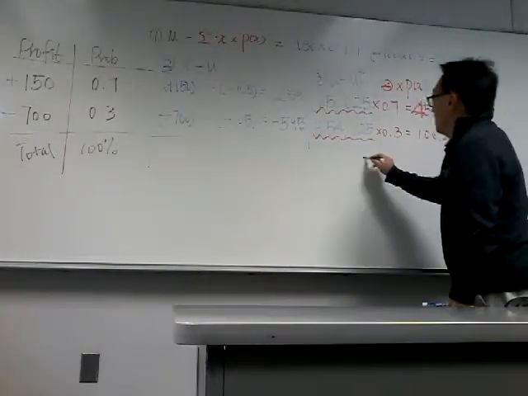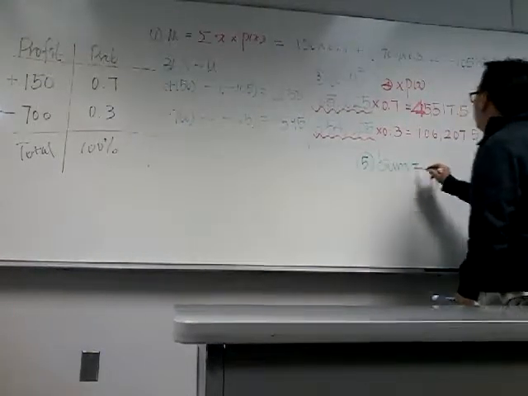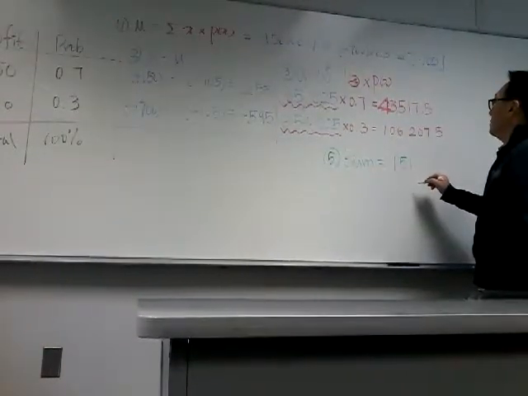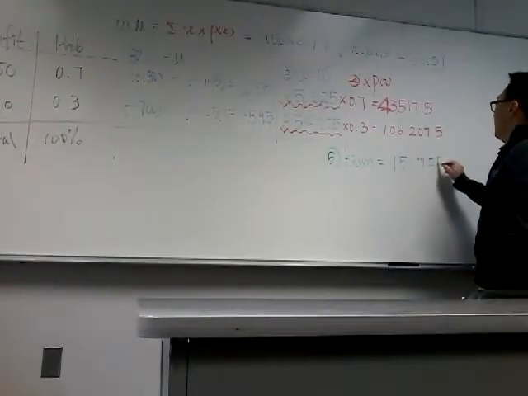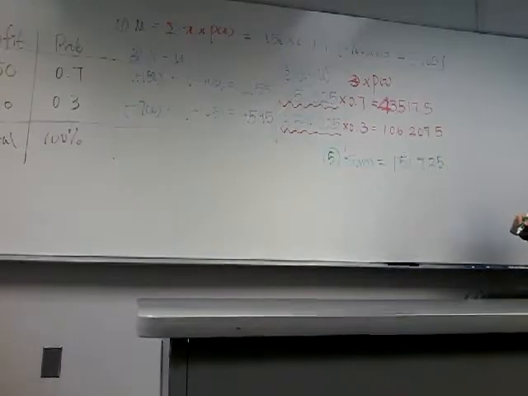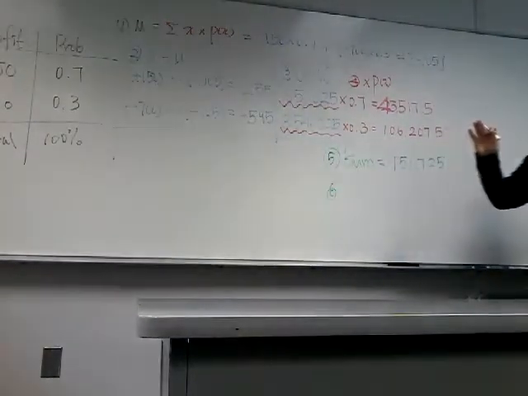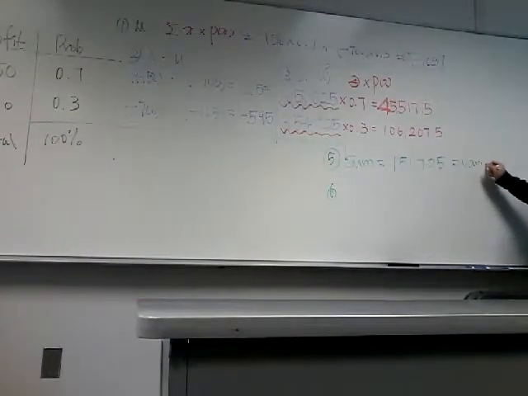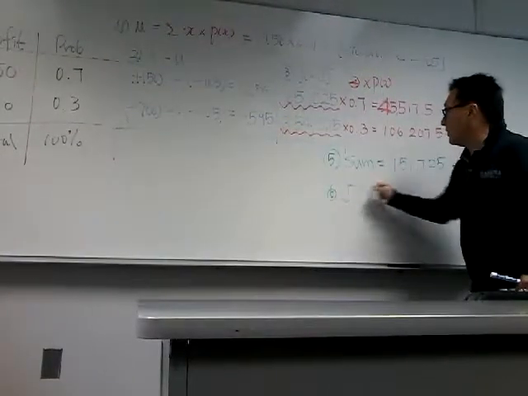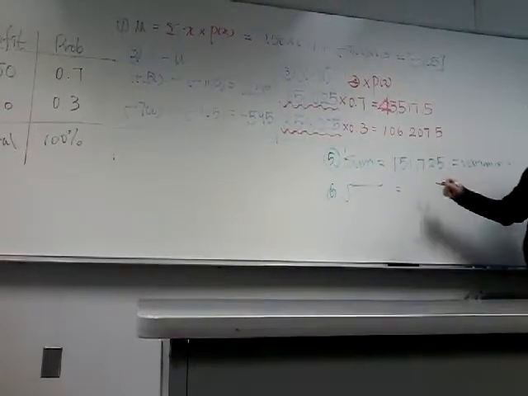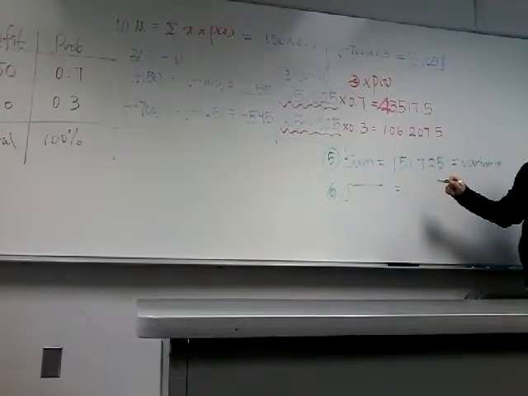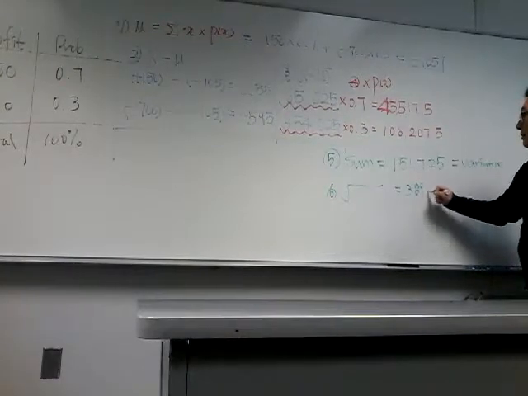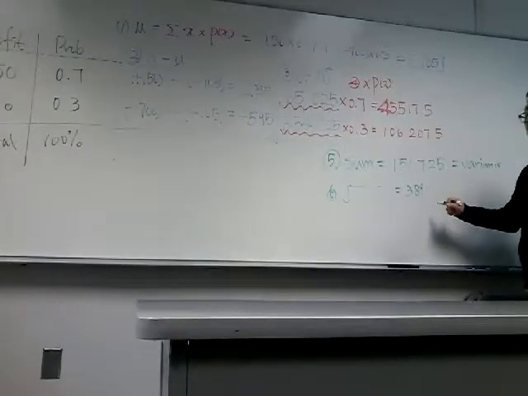Step 5. Take the sum. 151,725. Yep. Step 6, finally. The sum is the variance. Take the square root of it. 389.52. Are we rounding? Yeah.